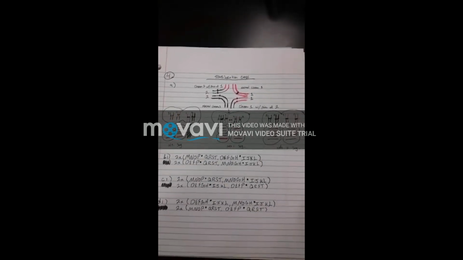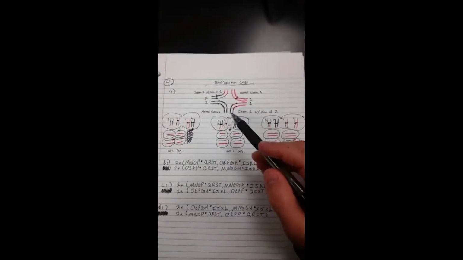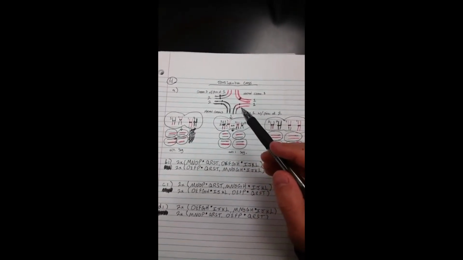Question 4. Not quite so easy, but it is if you look at the diagram, if you draw that out correctly. So, looks like a lot. It kind of is a lot. I ask for forgiveness for my poor art skills.